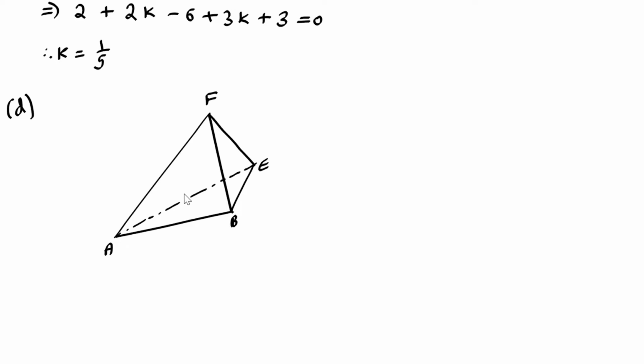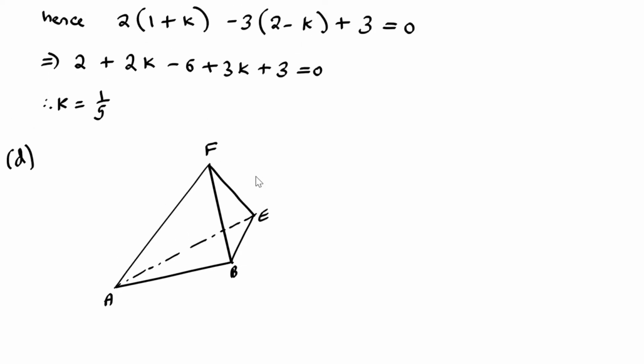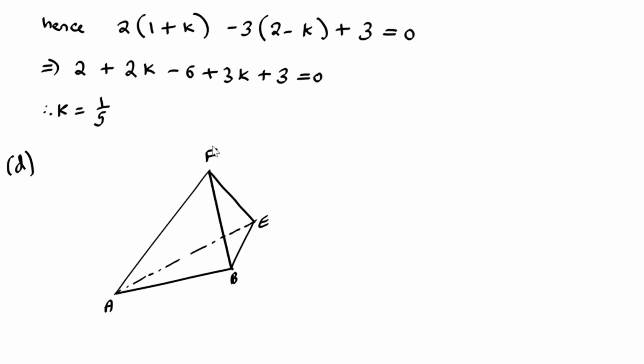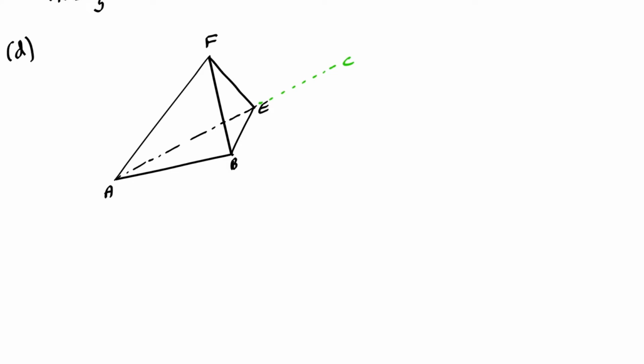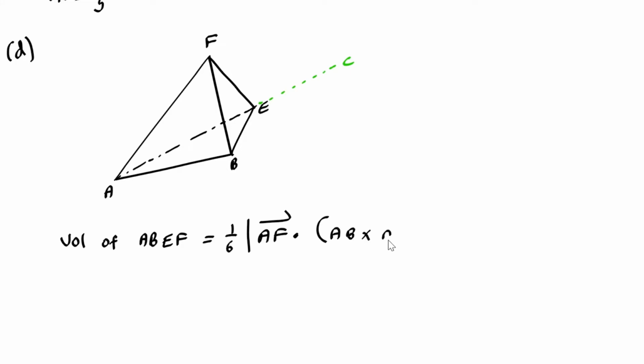Now, it's important that you get this diagram right, because what we know already is E lies on the line AC. So if we extend this, here we have the point C. E lies on that plane over here, and then we've got this F over here. That's quite important, you get this the right way around. Therefore the volume of ABEF is equal to 1/6 lots of the magnitude of AF, the normal to the plane, dot product with AB times AE.